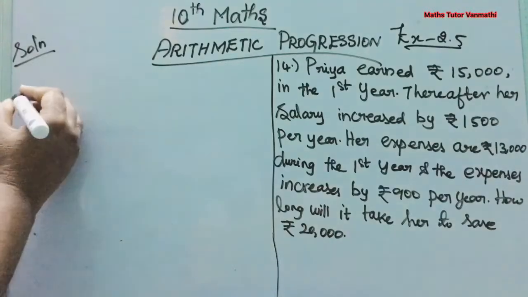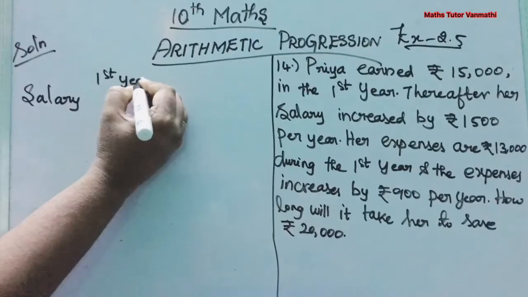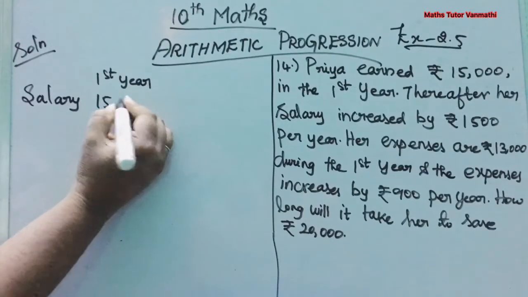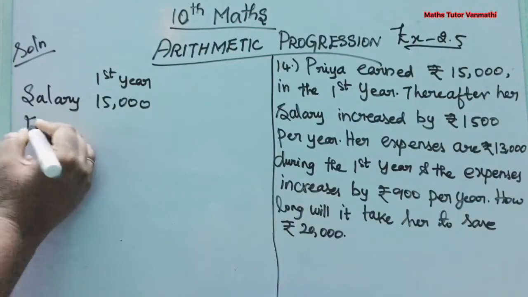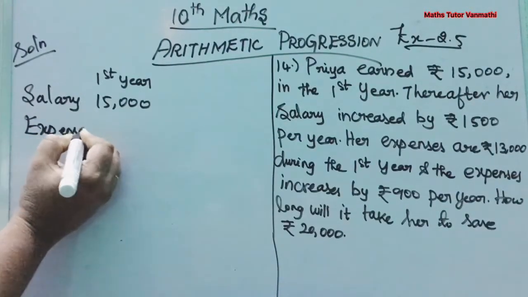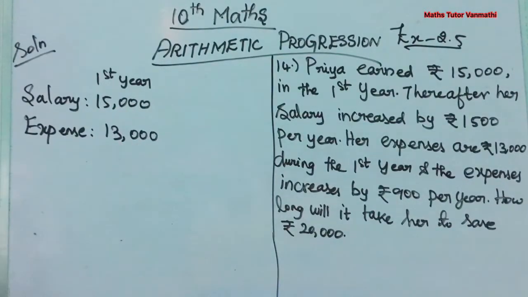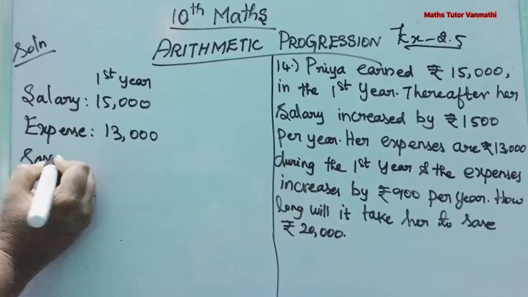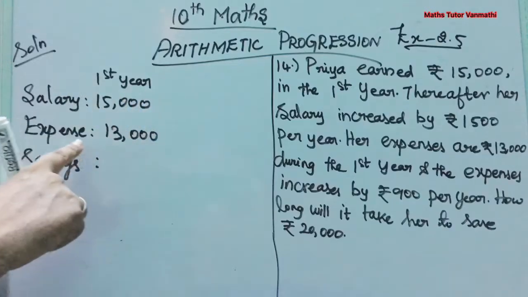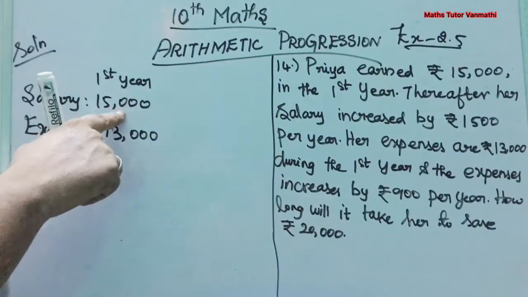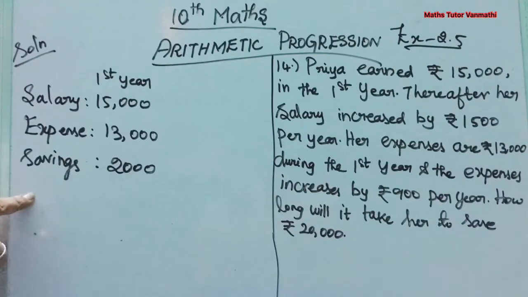Okay, first we can write the salary. What is your salary in her first year? Priya's first year salary is 15,000. Clear? Next, her expense in the first year is 13,000. Okay. Next, her savings. What will be her savings? 15,000 is her salary. So in that her expense is 13,000. So on subtracting this, what will you get? 2,000. So 2,000 is her savings.